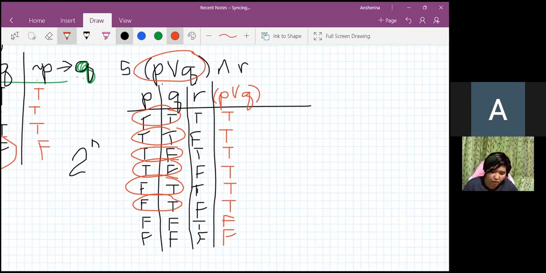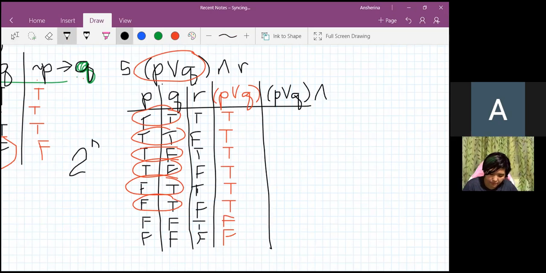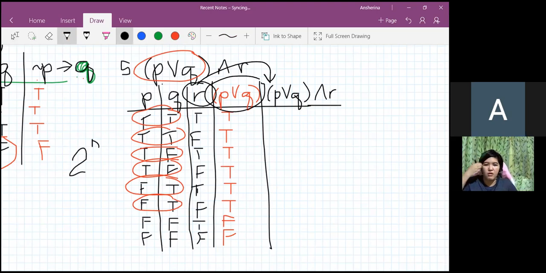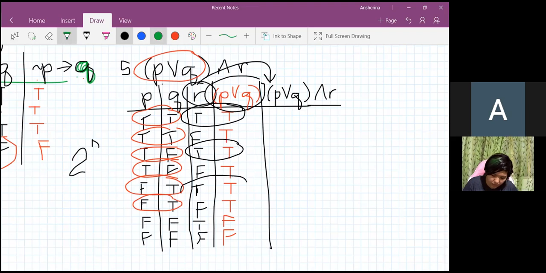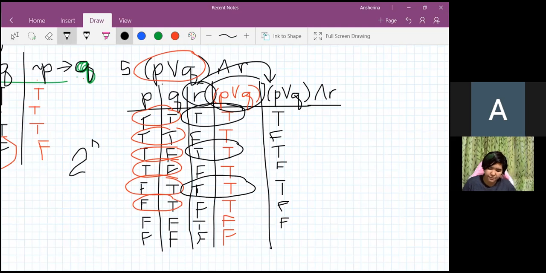P or Q and R. Ito yung ating P or Q. Ito yung ating R. If you want, you can put R here para hindi kayo nalilito, but if you think you can, okay lang. Ang rule naman natin sa end, they should be both true. Both true. Ano pa ba? Ito pa. This is also both true. Ito din. And wala na. Yun lang yung true. And the rest are false. Okay?